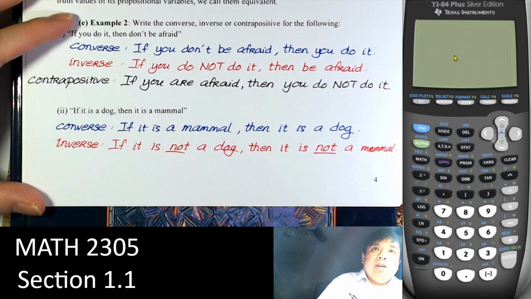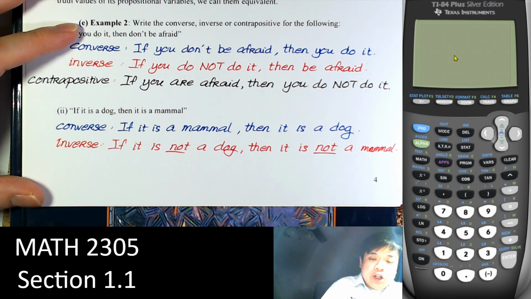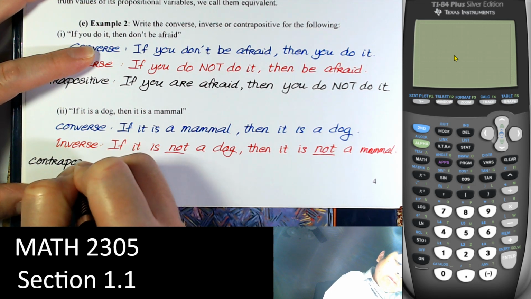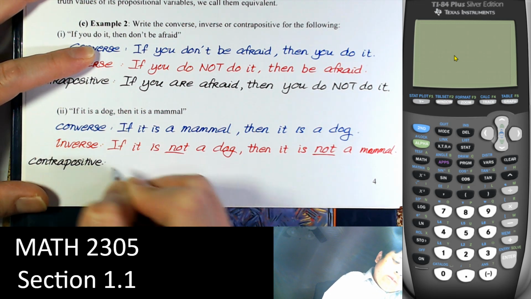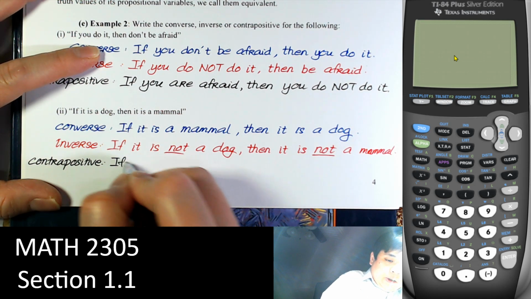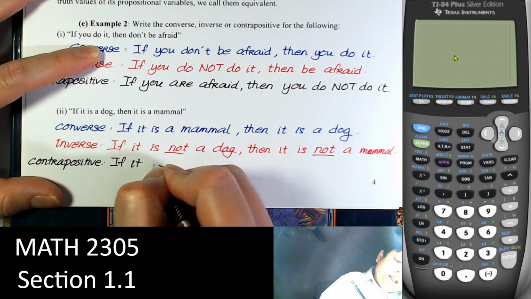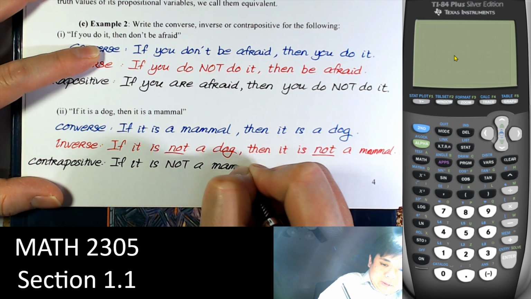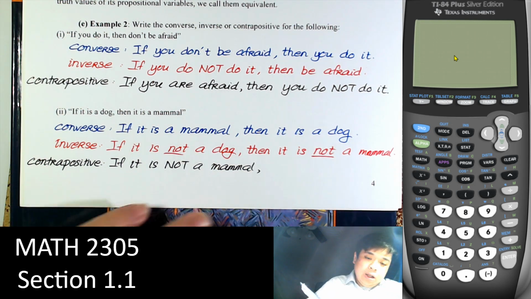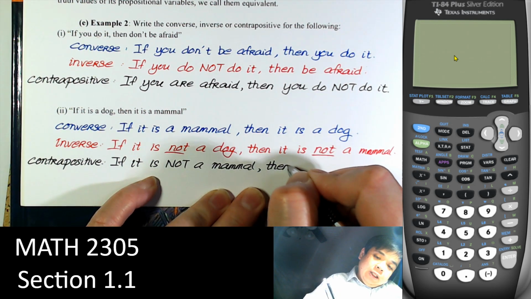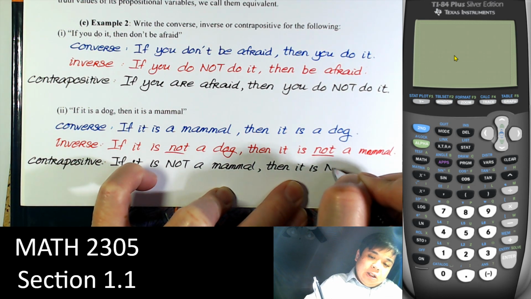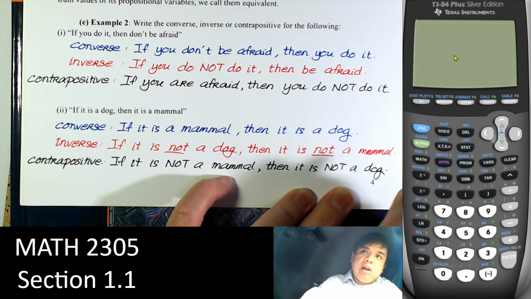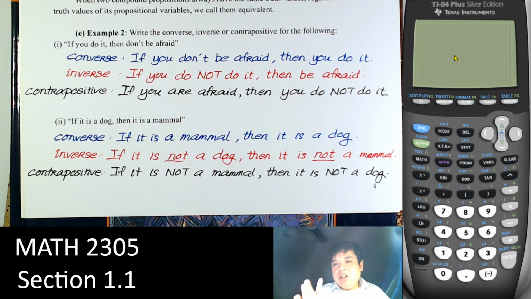And contrapositive, we do both, negate and interchange. So bring this in front. If it is not a mammal, then it is not a dog. Right, so of course we just stick to the definition, and that's what we have.